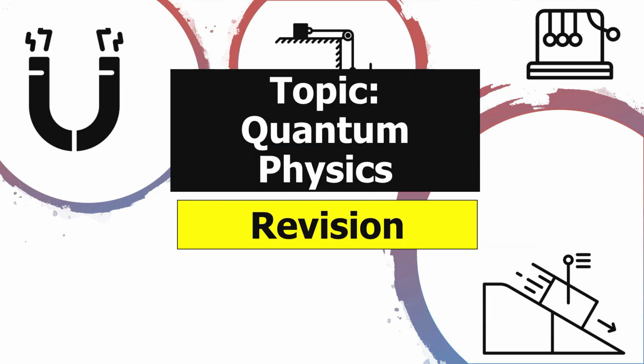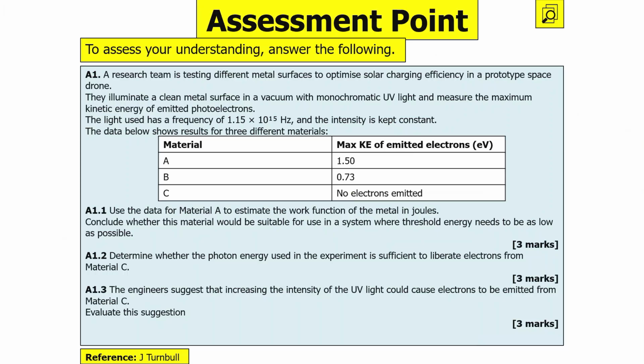So let's have a look at some questions regarding quantum physics. The first question says, a research team is testing different metal surfaces to optimize solar charge and efficiency in a prototype space drone. They illuminate a clean metal surface in a vacuum with monochromatic UV light and measure the maximum kinetic energy of photoelectrons. The light used has a frequency of 1.15 times 10 to the 15 Hz, and the intensity is kept constant. The data below shows the results for the 3 different metals.